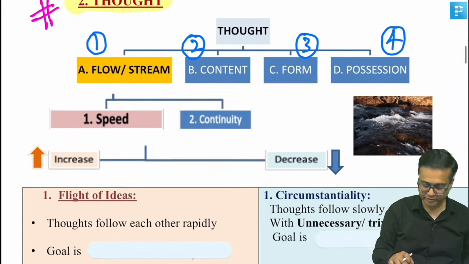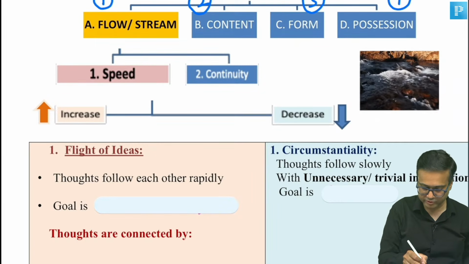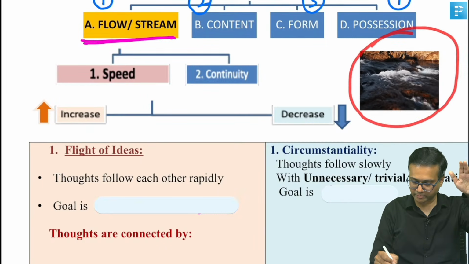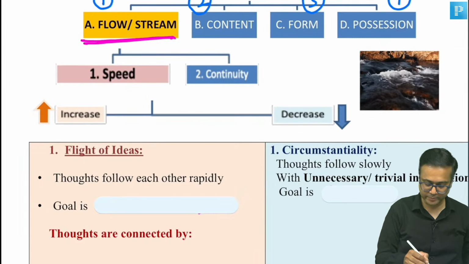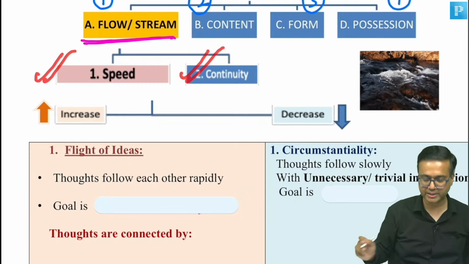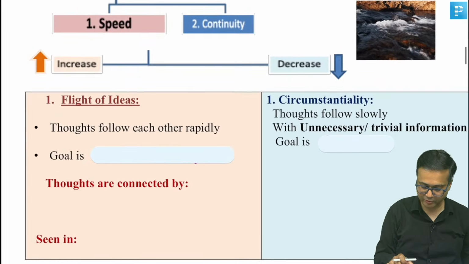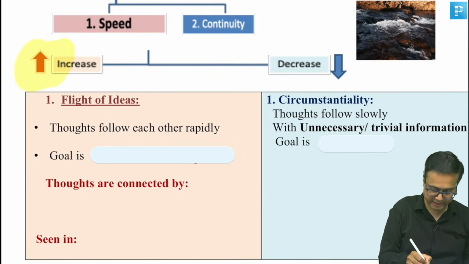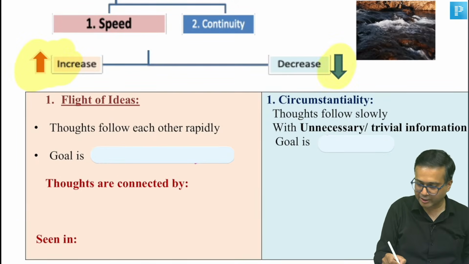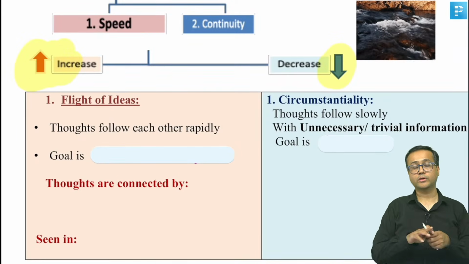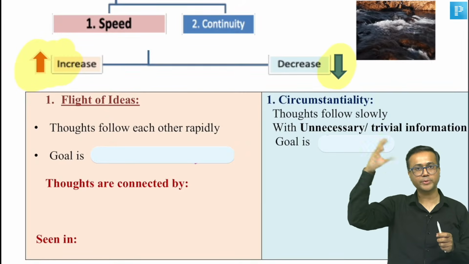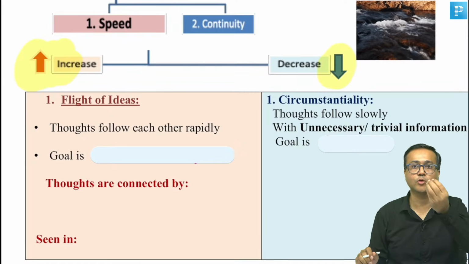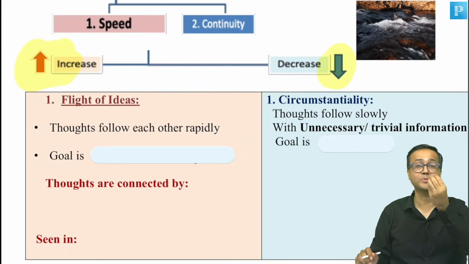So let's start with the first important abnormality, that is flow or stream. Just like water is flowing, there can be a problem in the flow. The problem can be in the speed or in the continuity. So let's discuss when the speed is affected. As you can appreciate, speed can increase and speed can also decrease. Speed increase means in the mind of the patient the thoughts are coming very fast, one thought, second, third, fourth, fifth. So can you appreciate how the speech of the patient will be? The patient will also speak very fast.